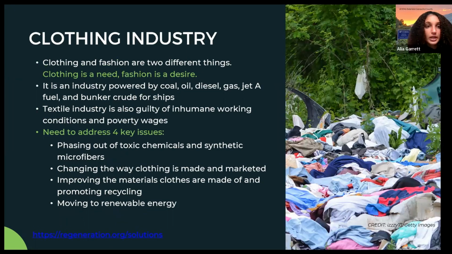So the clothing industry. Clothing and fashion are 2 different things. Clothing is a need, fashion is a desire. It is an industry powered by coal, oil, diesel, gas, jet A fuel, and bunker crude for ships. The textile industry is also guilty of inhumane working conditions and poverty wages. We need to address 4 key issues here: phasing out of toxic chemicals and synthetic microfibers, changing the way clothing is made and marketed, improving the materials clothes are made of and promoting recycling, and moving to renewable energy.